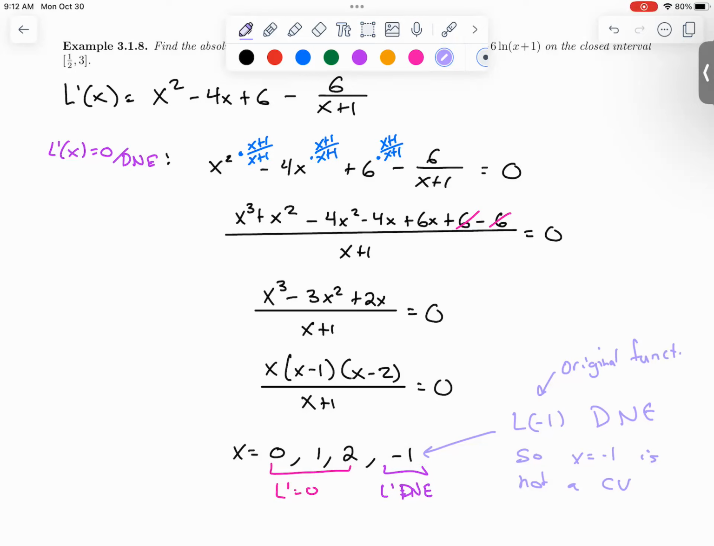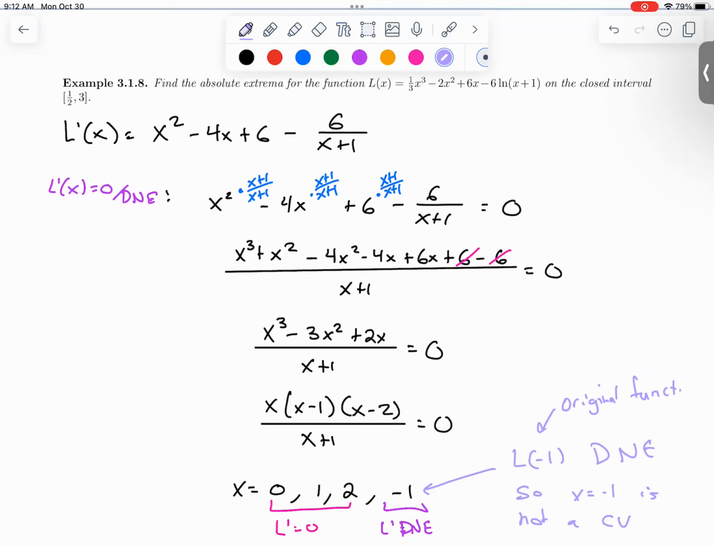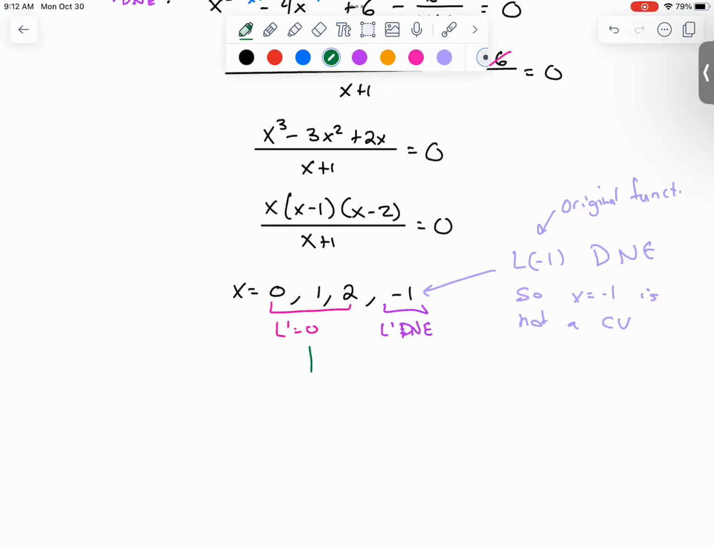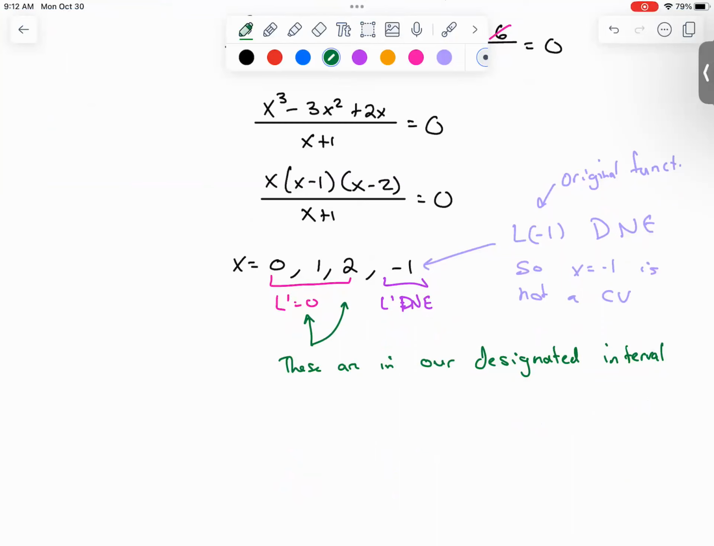And then 0, 1, and 2, all of those are places that I can plug in values. I can plug in 0 because then I get natural log of 1, which exists. I can plug in 1 and 2 into that thing as well, because I'll get natural log of 2 and natural log of 3, which also exist. Now, however, there's only 2 of those values that lie within my interval. These are in our designated interval. So those are the ones we'll test, 1 and 2. 0 will not play a role.